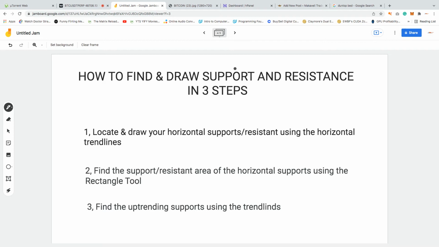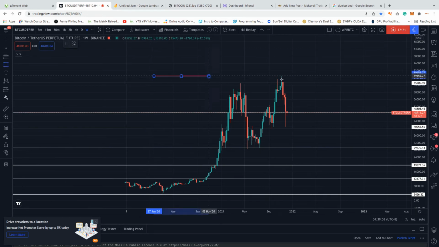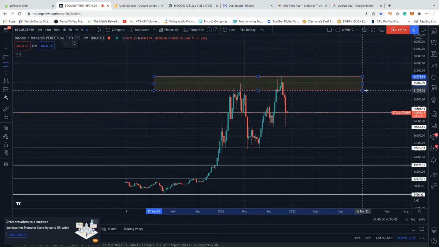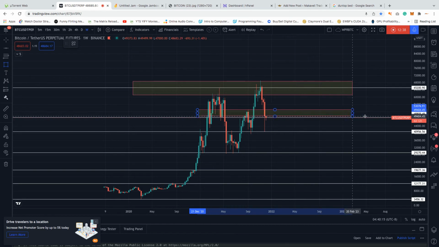They said find the support and resistance area of the horizontal support and resistance that we just found using the rectangle tool. So what do I mean by this? In other words, let's just break this English. It means I should find the area. Because why? You can see that most of the time price doesn't just stop each time it hits this line. Price pierces through the line. So if I treat this line as a line, I will find myself getting tricked.